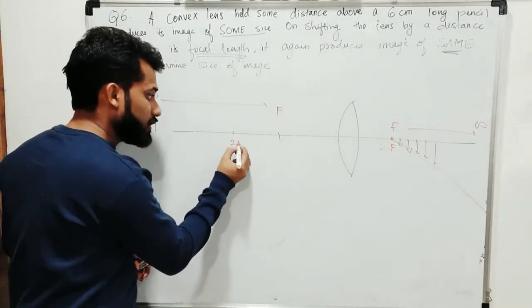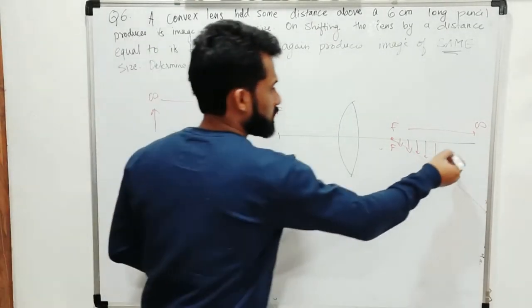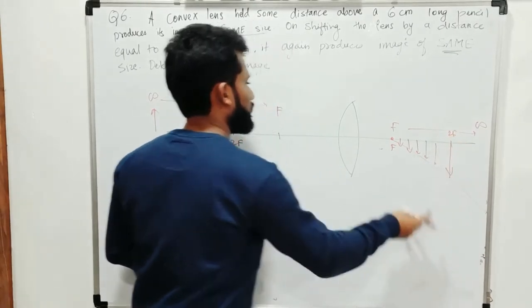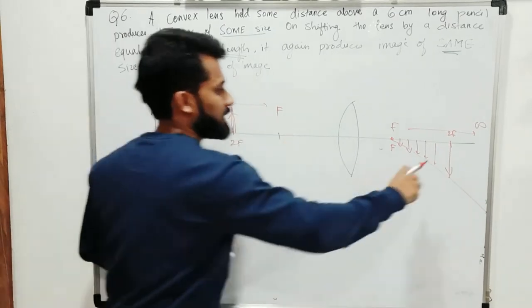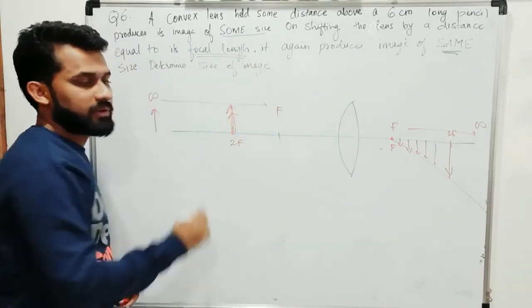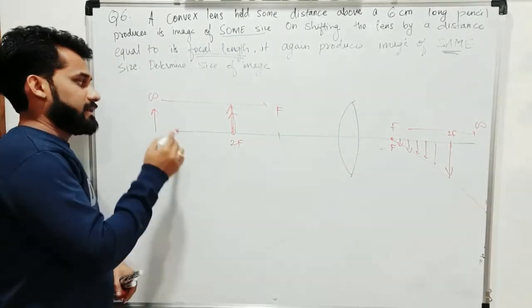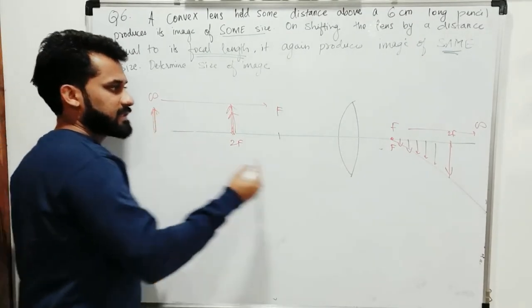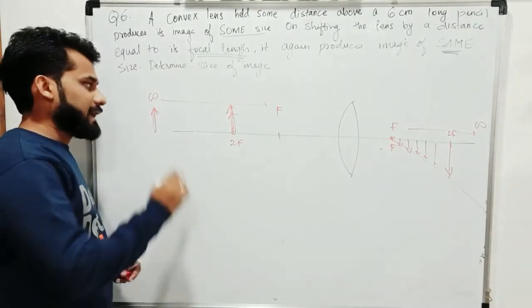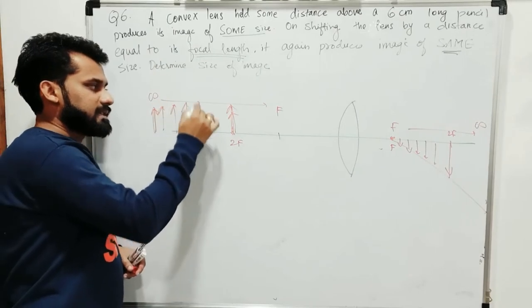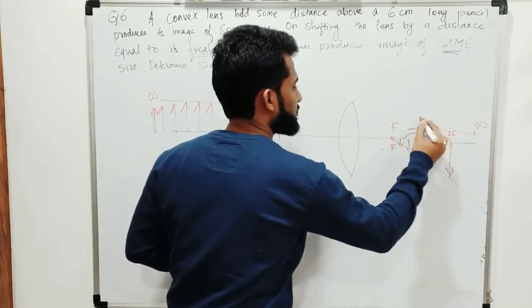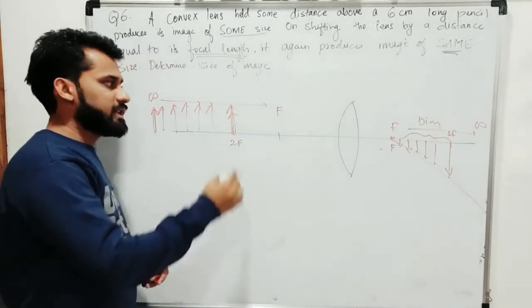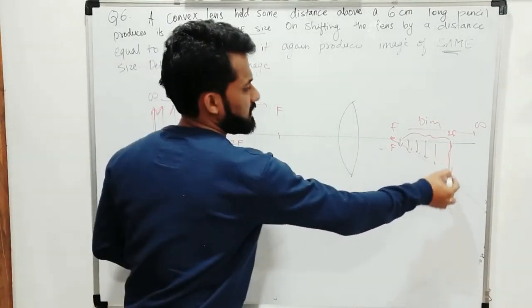But when you are at 2f, the image is also at 2f, and the size of object and image is exactly equal. The size of the object and the size of the image is the same when you are at 2f. When you are at infinity, the size of the image is 0. But as you start traveling towards the lens, the size of the image starts to increase, though in this process it is diminished. When you reach 2f, the image reaches 2f.